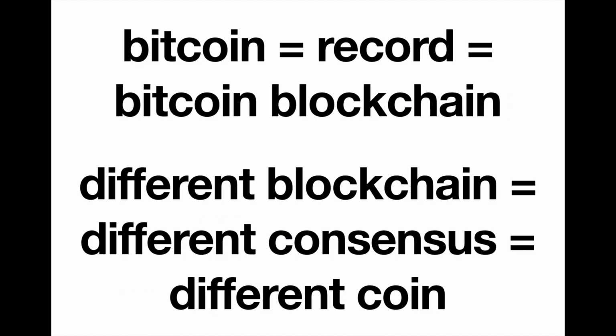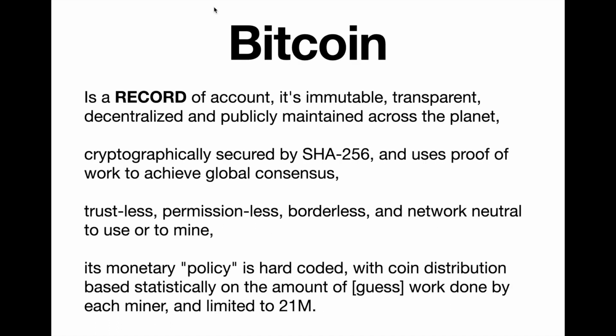So Bitcoin is the record, and it is the Bitcoin blockchain. If you have a different blockchain, it will operate on a different consensus mechanism, and therefore you will get a different coin. So in essence, Bitcoin is a record of account. It is immutable, transparent, decentralized, and publicly maintained across the planet. It is cryptographically secured by SHA-256 and uses proof of work to achieve global consensus. It is trustless, permissionless, borderless, and network neutral to use or to mine. And its monetary policy is hard-coded, with coin distribution statistically based on the amount of guesswork done by each miner and limited to 21 million.